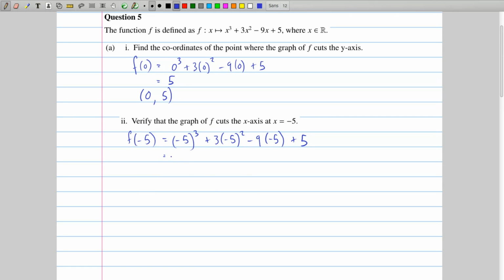Minus 5 cubed is going to be minus 125. Minus 5 squared is 25. Multiply that by 3, you get 75. Minus 9 times minus 5 is plus 45. And we still have this plus 5 trailing at the end. If you add all of this up, you should end up with 0. And that's the verification that the graph of f cuts the x-axis at x equals minus 5, because when you put x as minus 5 in, you end up with the y-coordinate being 0.